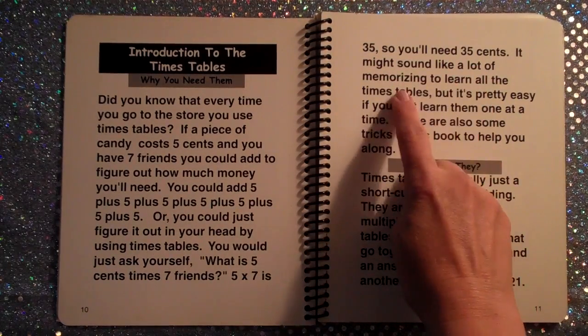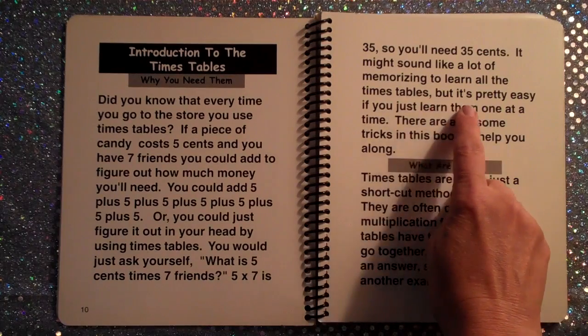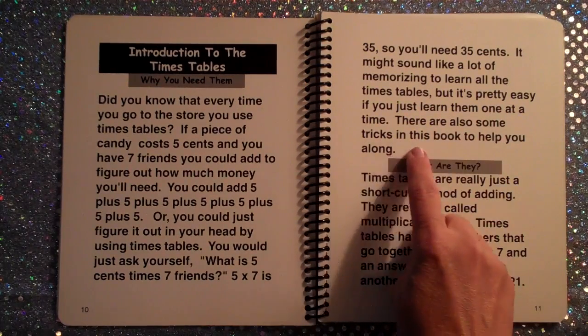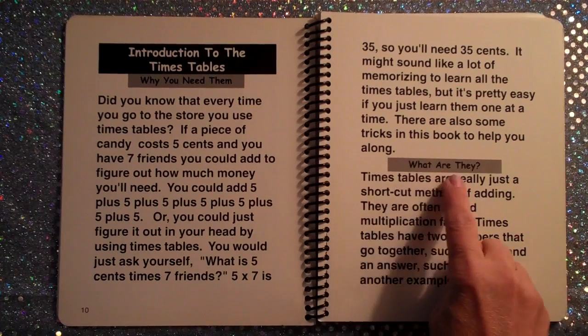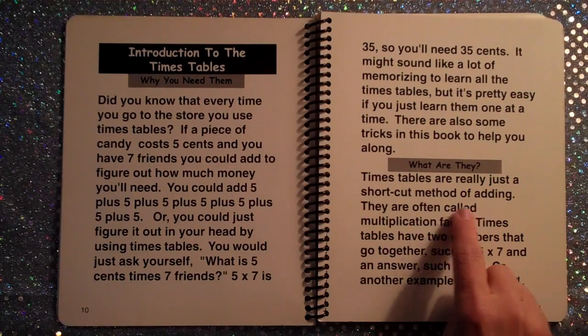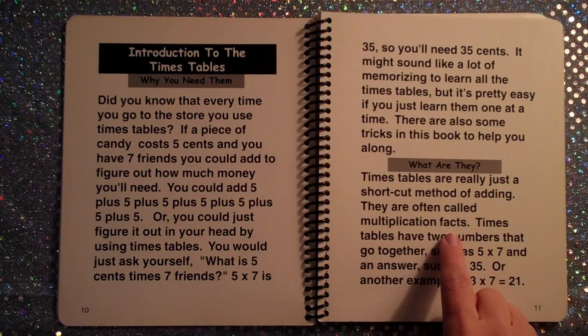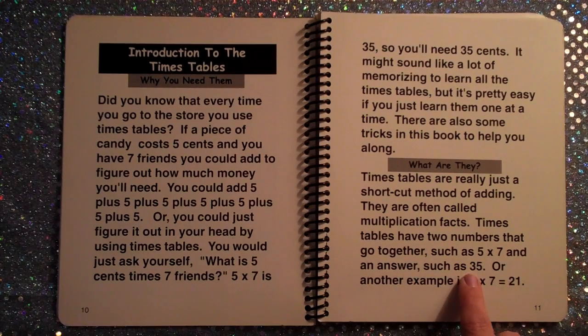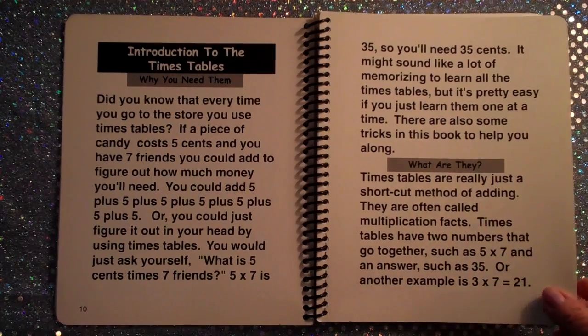It might sound like a lot of memorizing to learn all the times tables, but it's pretty easy if you just learn them one at a time. There are also some tricks in this book to help you along. What are they? Times tables are really just a shortcut method of adding. They are often called multiplication facts. Times tables have two numbers that go together, such as 5 times 7, and an answer, such as 35, or another example is 3 times 7 equals 21.